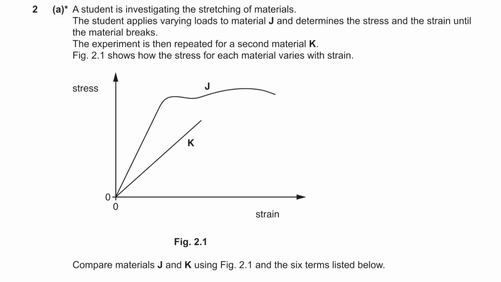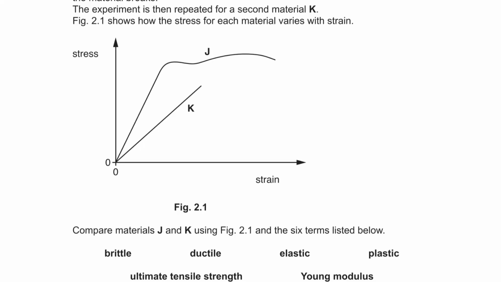Number 2, we have stress strain graphs. We go in until we break them. Compare materials J and K using the 6 terms listed below. Okay, so first things first, we know that K is going to be brittle because it doesn't have a plastic region at all. Ultimate tensile strength is greater for J than K.